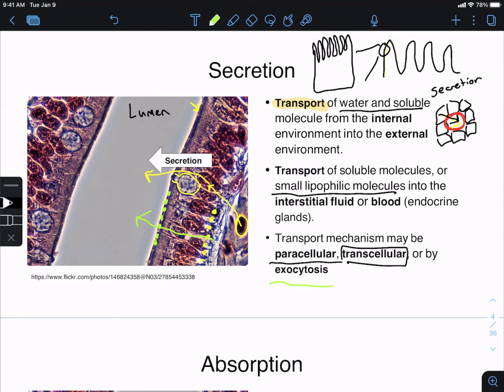And then last but certainly not least is exocytosis. This is less common in the digestive system, although it is used. It is more common in cells such as neurons and endocrine cells. They'll actually use exocytosis as a method of secretion, and so you'll hear me talk about later in the semester secretory vesicles. What I really mean is we're using exocytosis to secrete large substances into the interstitial fluid, and from the interstitial fluid into the bloodstream.